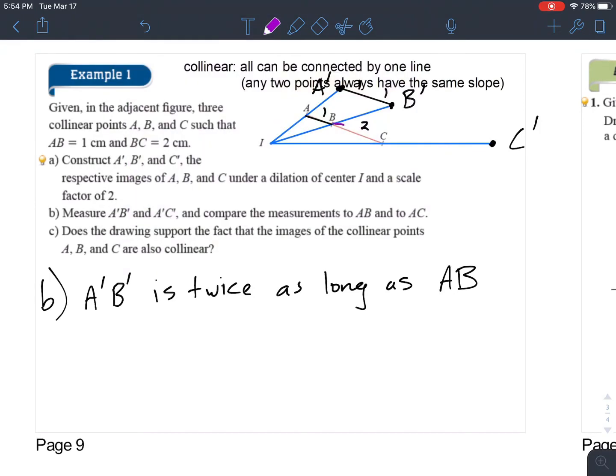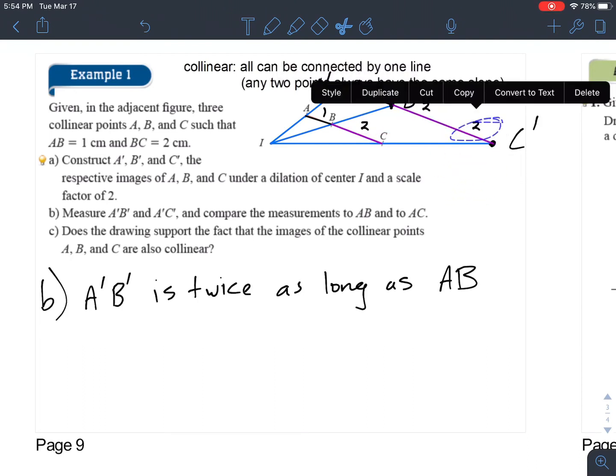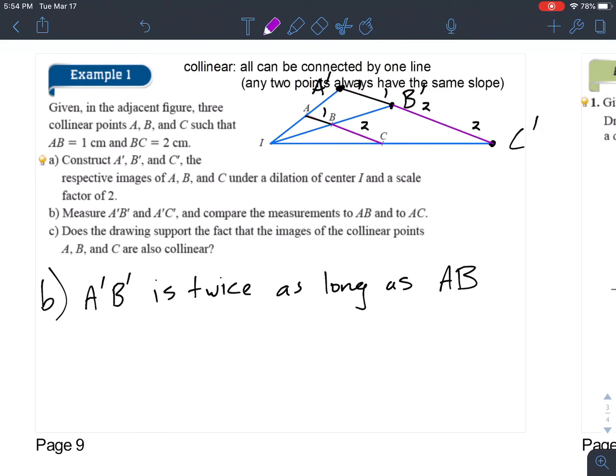And the exact same thing is going to occur for BC. So if we have that right there, we know that that was 2. Because the scale factor was 2, this should be twice as long. And indeed, when we connect those, we can see that we get a length of 4 for B prime, C prime, whereas BC was a length of 2. So B prime, C prime is also twice as long as BC.